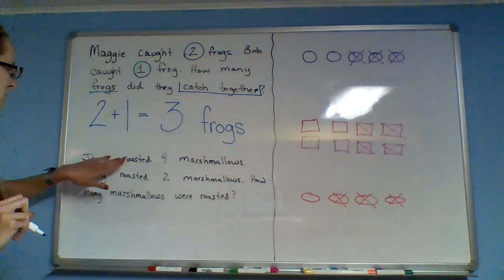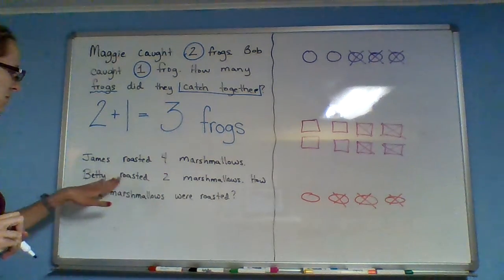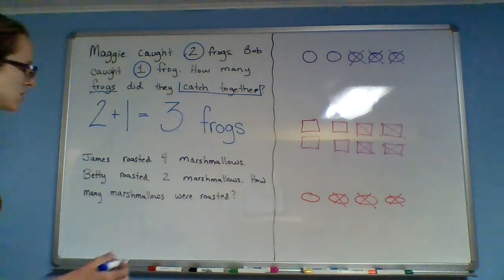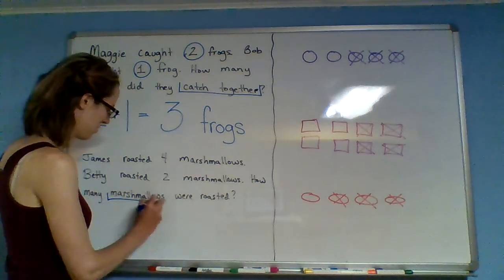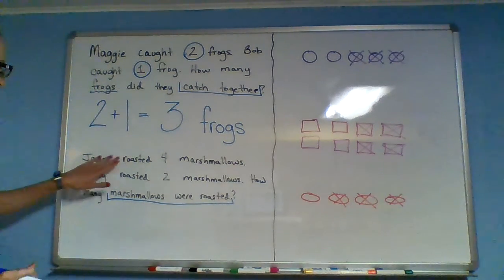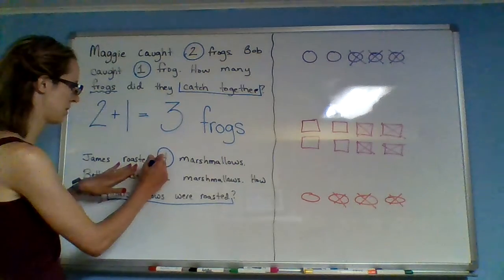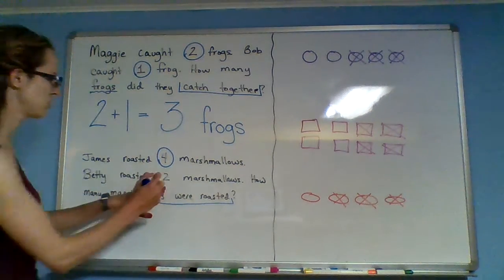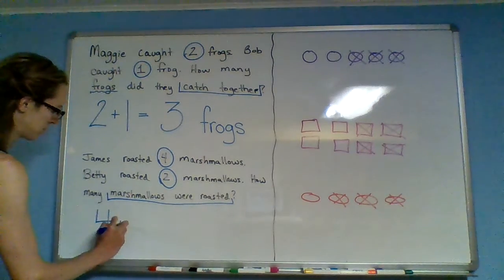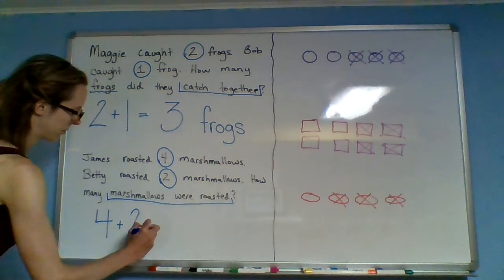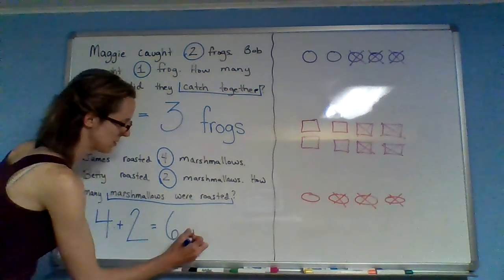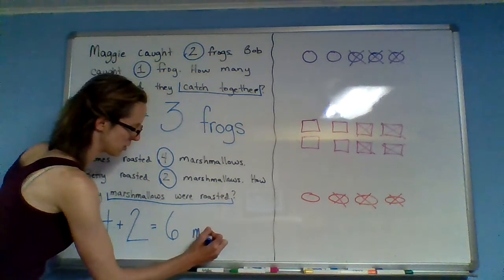The next one says James roasted 4 marshmallows. Betty roasted 2 marshmallows. How many marshmallows were roasted? So I'm looking for marshmallows roasted. So I go back through. James roasted 4 marshmallows. Betty roasted 2 marshmallows. So if I do 4 plus 2, that equals 6. And my units is marshmallows, or roasted marshmallows.